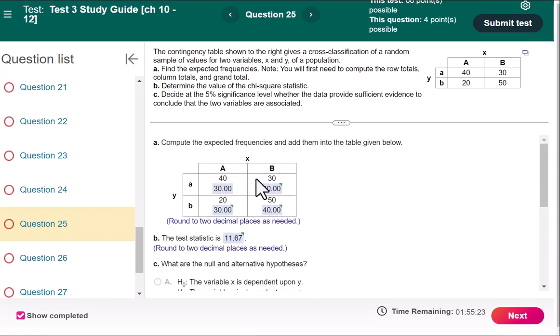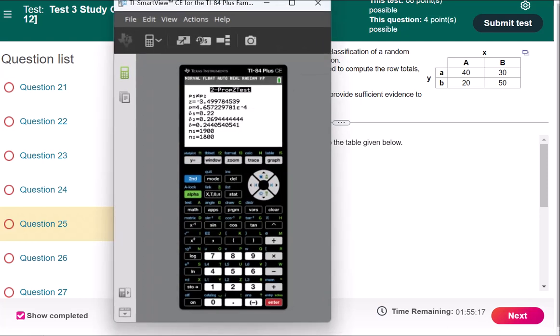And let me show you how to find the expected values and the test statistic. I'm going to use the calculator this time. It's faster and easier. So we're going to go to second and matrix, and we're going to go to edit. We're going to do 2 by 2 because this is a 2 by 2, and enter the observed values 40, 30, 20, 50.